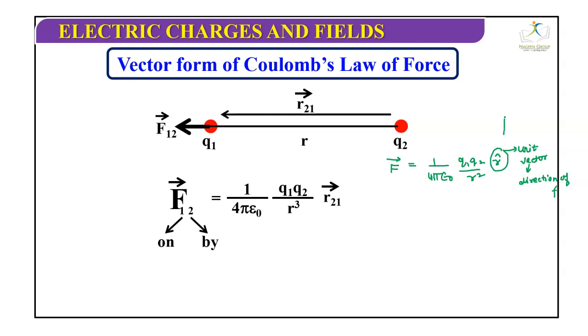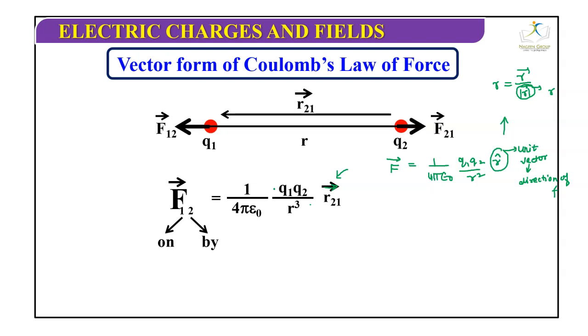So we know the value of r cap also. r cap gives the value of vector r upon mod of r. Mod of r gives only the magnitude. So we can write it as r. If we put this value over there, this will be vector r12 into r, and r square into r will convert itself into r cube.